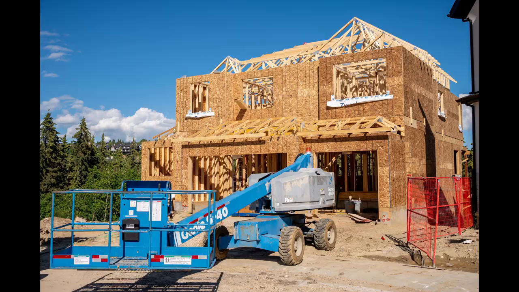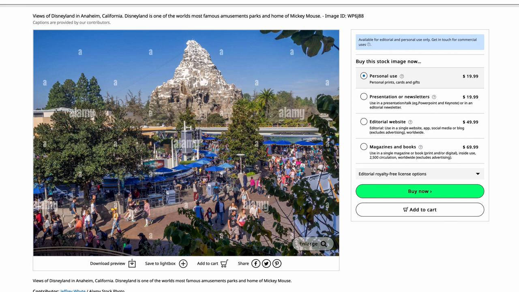This house under construction was $47.88. And this shot of Disneyland here was $93.25. Those are both the gross values, rather than my net. I think that's probably obvious.